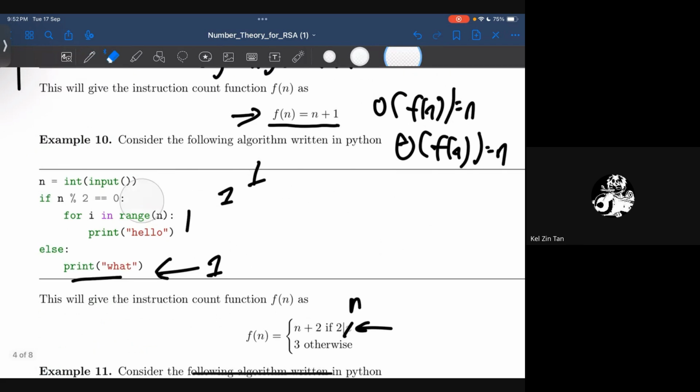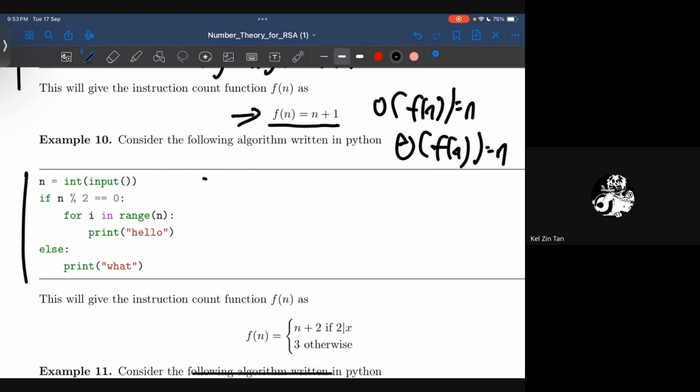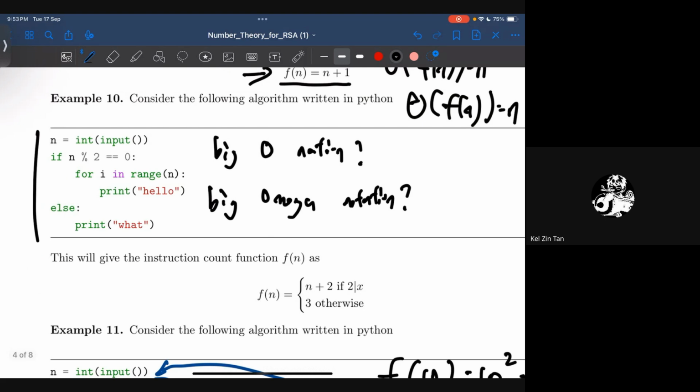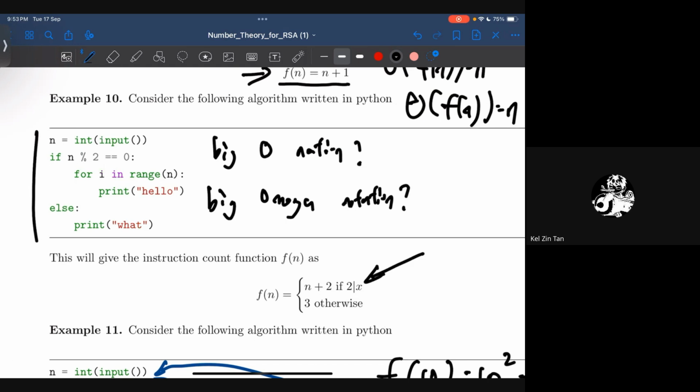Now let's look at this function instead. What is the big O notation, and what is the big omega notation? Yes, you're right, big O is still n, because in the worst case we have to run this part, which is n plus 2. So consider the worst case, where the input goes into this path. It will run this line for n times. So the worst case is still n.